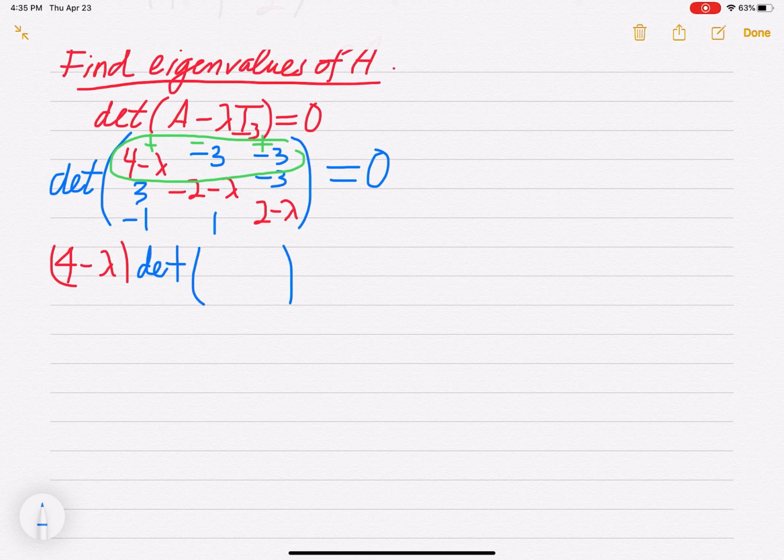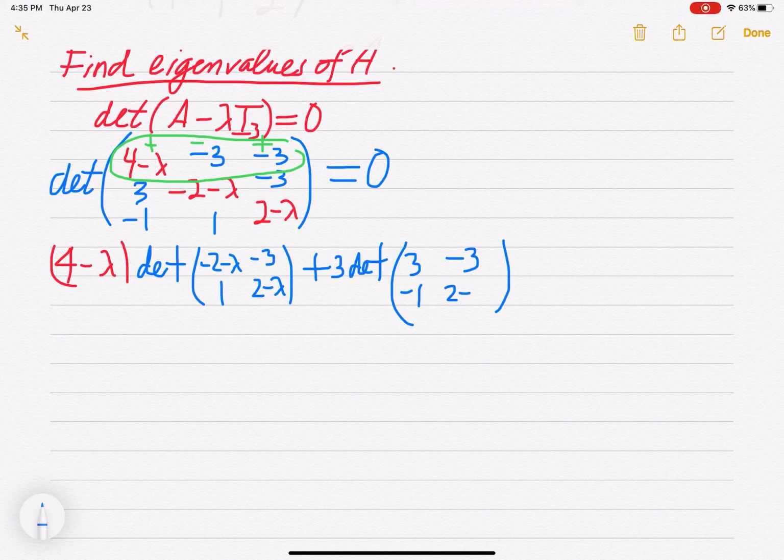I'm going to get what? Negative 2 minus lambda, 2 minus lambda down the diagonal, and negative 3 and 1 down. And then I'm going to have plus 3, right? The double negative makes plus 3. I'm going to look at the determinant of the submatrix. Cross out the first row, second column. I'm going to have what? 3, negative 1 down the first column, and negative 3, 2 minus lambda down the second column.